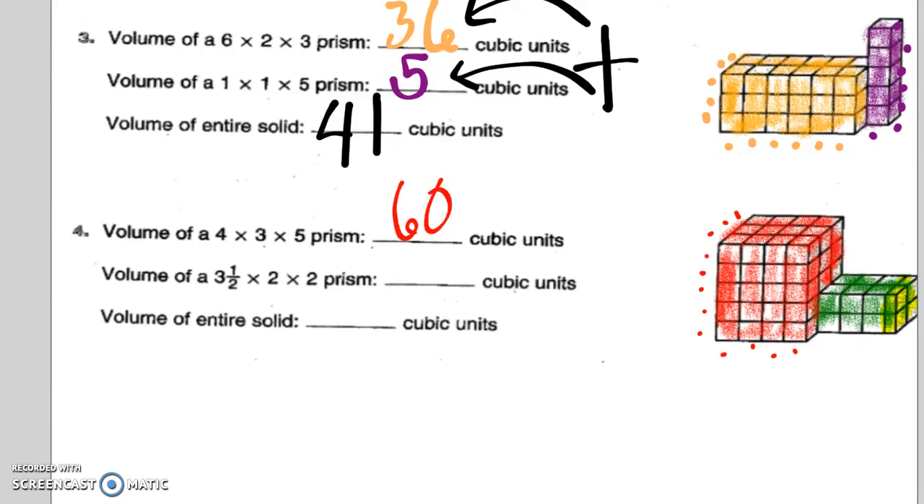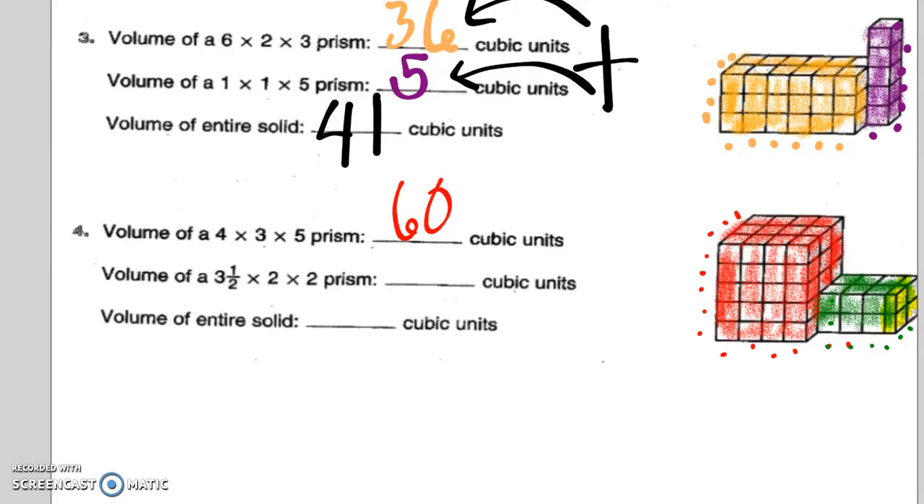Okie dokie. Deep breath. We got this. Okay. Our prism is 1, 2, 3.5 blocks long. You see that? It is 2 blocks wide, 1, 2. And it appears to be 1, 2 blocks tall. The dimensions of our prism are 3.5 by 2 by 2.